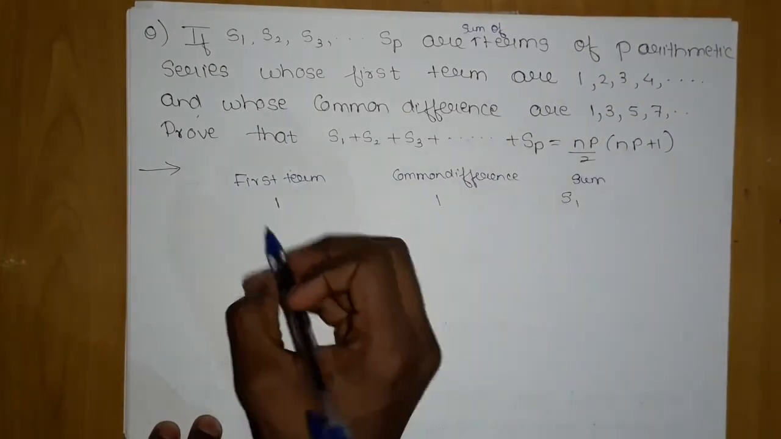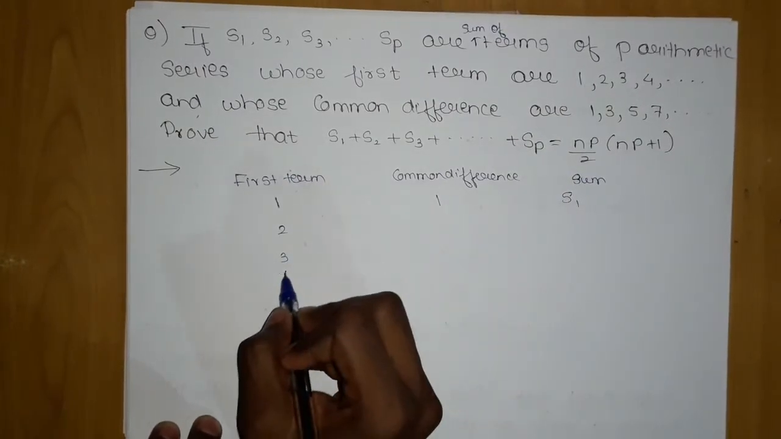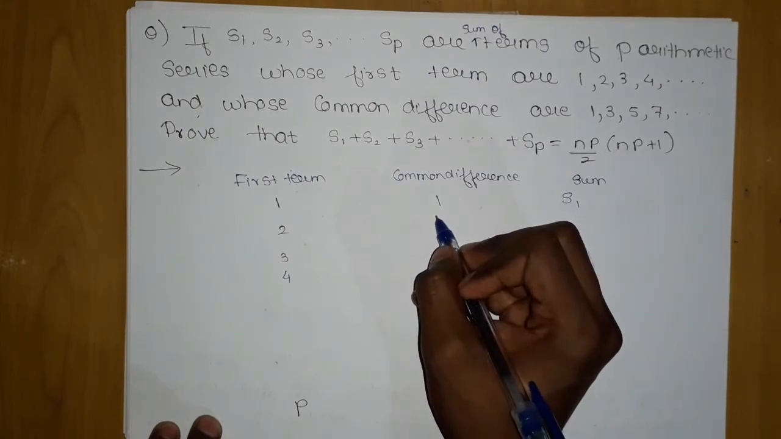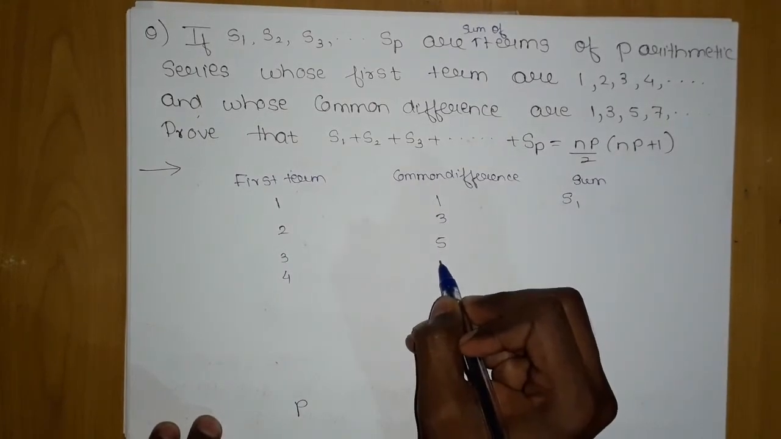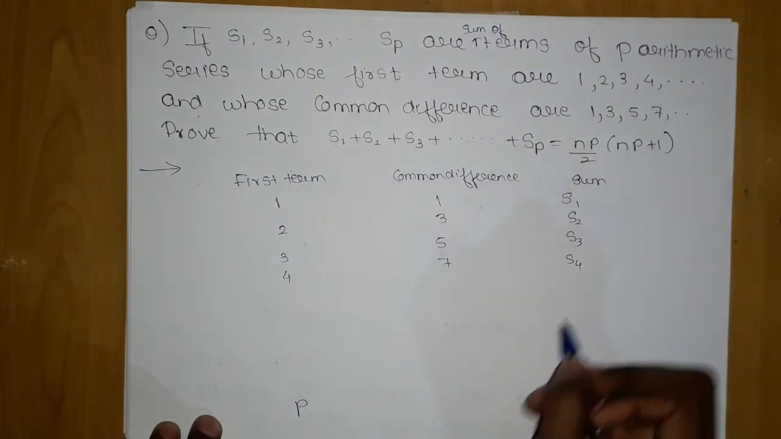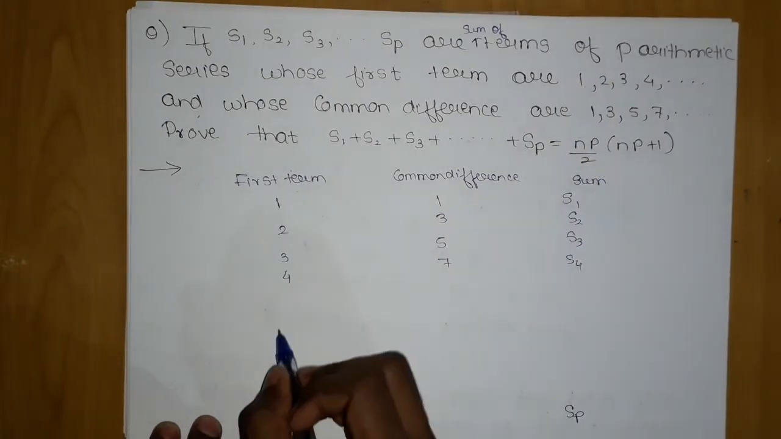So for the first term of an arithmetic P, it is 1, common difference is 1, and it is S1. Similar goes 2 3 4, until P. Now common difference is 3, 5, 7 like that, S2, S3, S4, till SP.